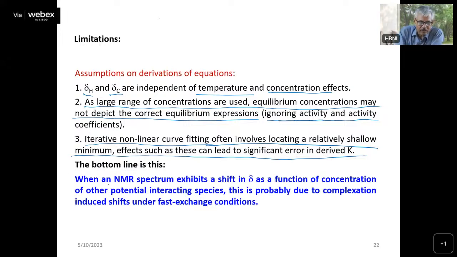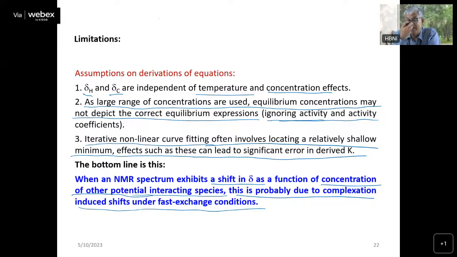So the bottom line is that when an NMR spectrum exhibits a shift in delta as a function of concentration of other potential interacting species, this is probably due to a complexation-induced shift under fast exchange condition. So if you observe that, then you can qualitatively tell, or quantitatively you can find out those things, but still there will be errors. Okay.